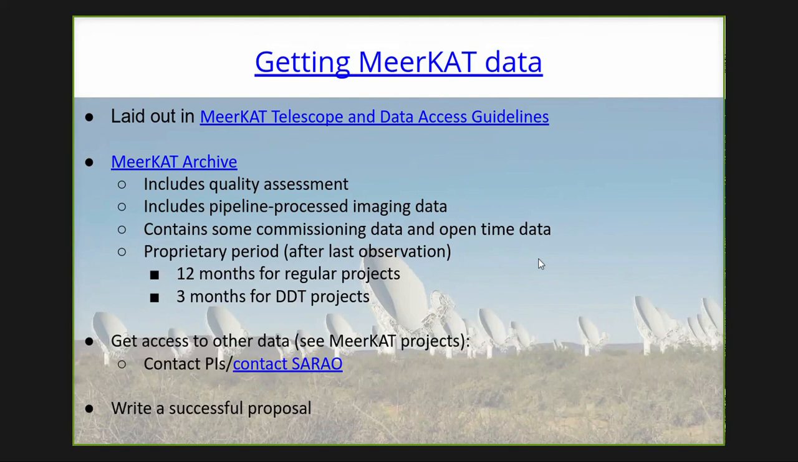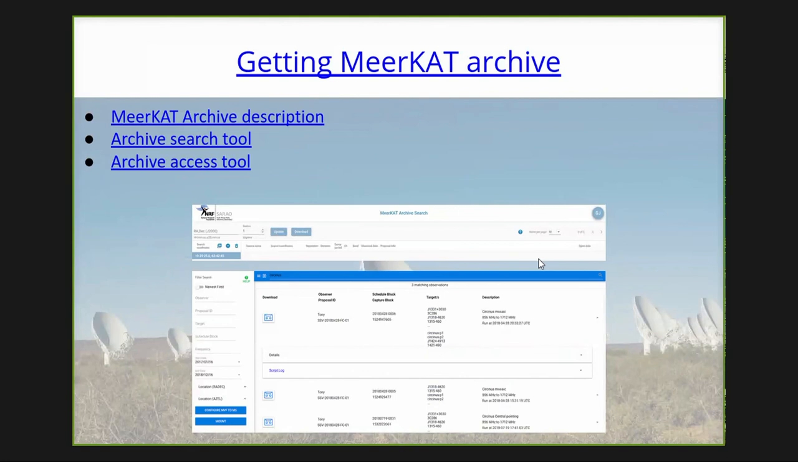How to get MeerKAT data is laid out in the MeerKAT telescope and data access guidelines. There's the archive. Please always check the archive. You can get other data by contacting PIs. Or finally, if nothing helps, write a successful proposal for the next proposal call. To get archive data, there is a very nice description of the MeerKAT archive. It has a search tool and an archive access tool. So you can find this following the links of this presentation, which is stored somewhere.